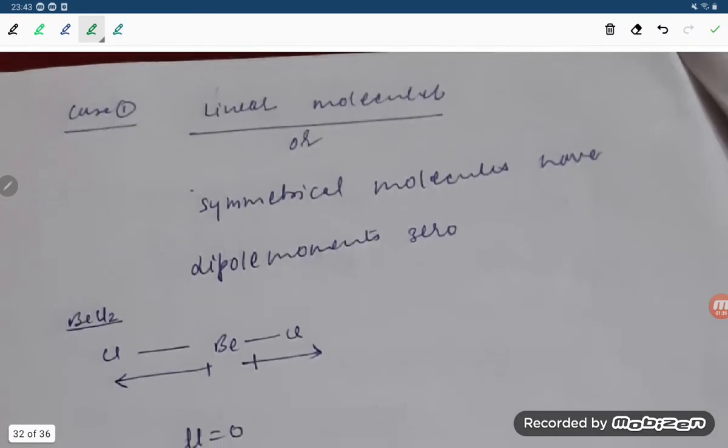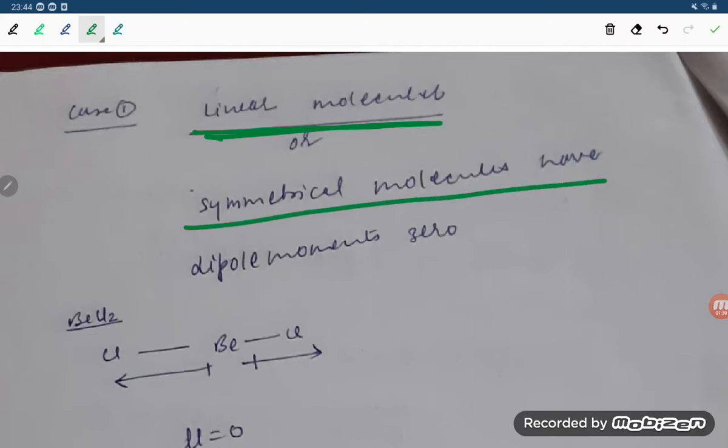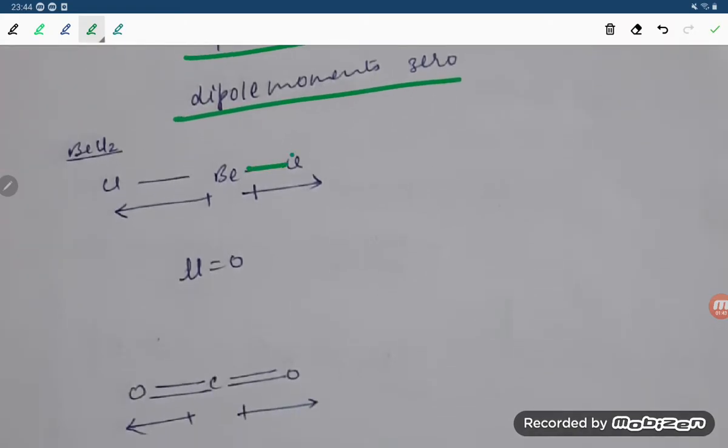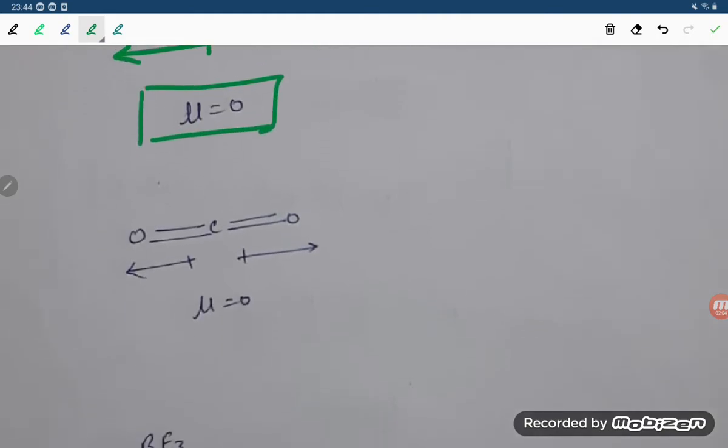Suppose we have a linear, symmetrical molecule; it has dipole moment 0. The electronegative atom chlorine is there, so it is going in this direction. This is also chlorine, so it is going in the opposite direction. This is a vector quantity, so they cancel each other. So the dipole moment is 0 for the linear molecule.